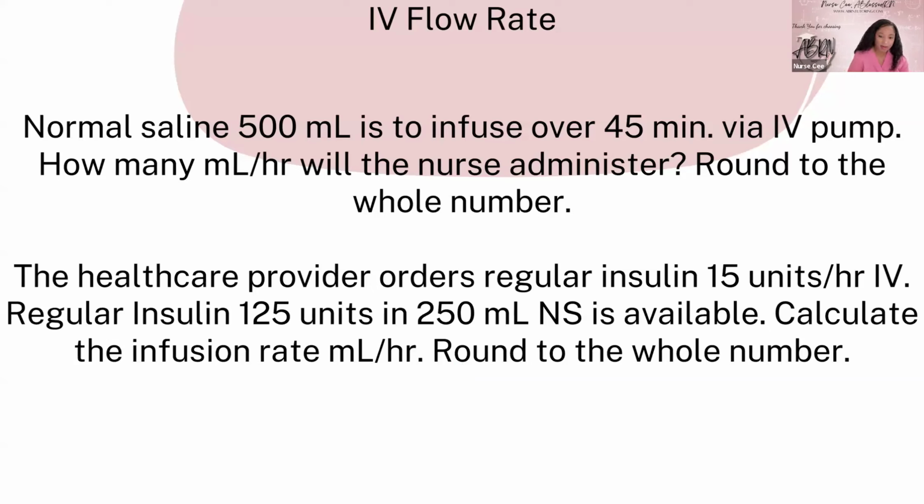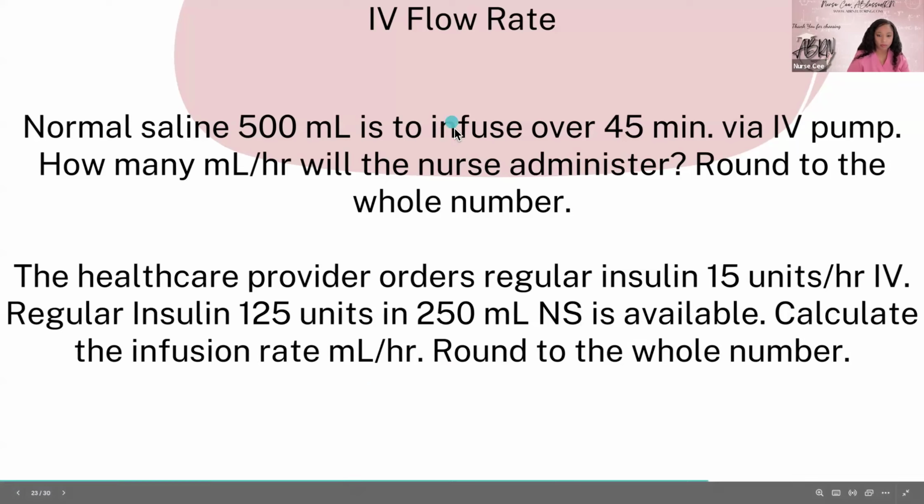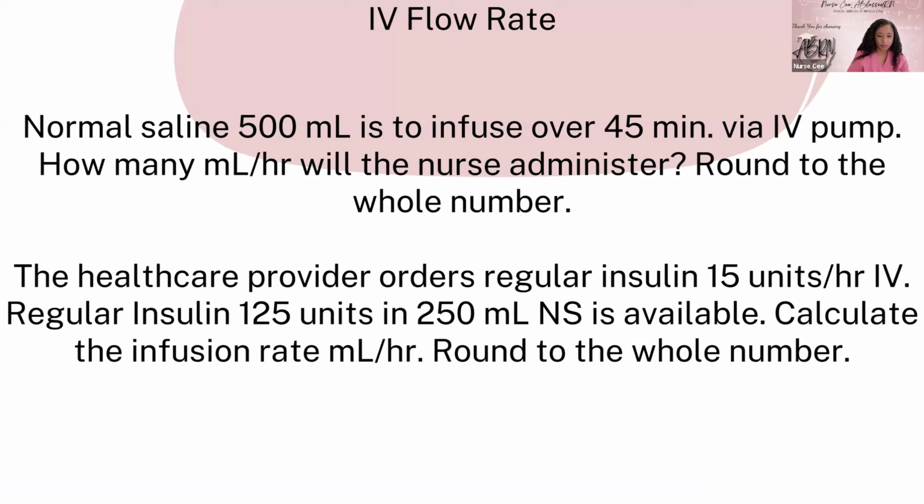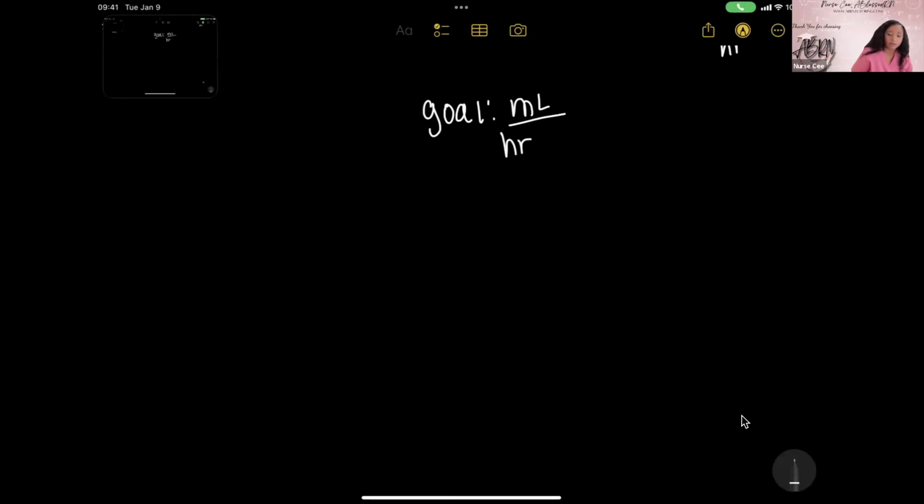The healthcare provider orders regular insulin, 15 units per hour IV. Regular insulin, 125 units and 250 milliliters of normal saline is available. Calculate the infusion rate as milliliter per hour, and then we're going to round it to the whole number. So once again, y'all let me know, what is our goal? What are we trying to find here? Goal is milliliter per hour.